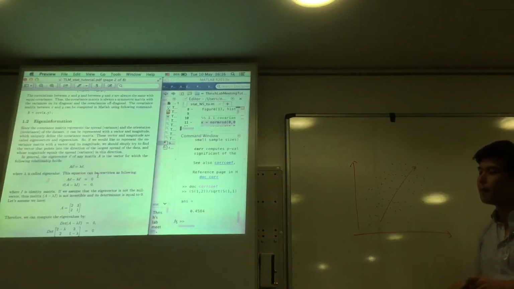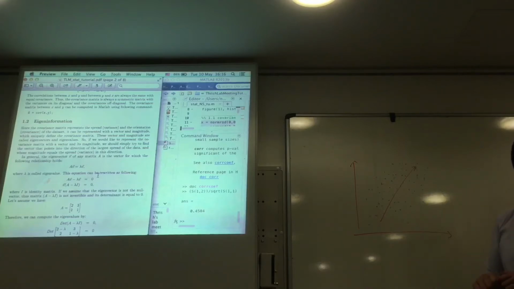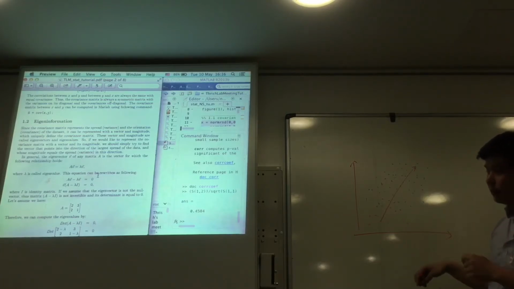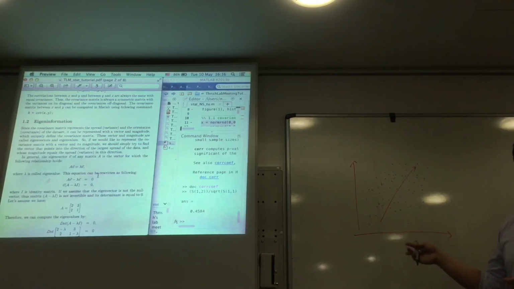In a general matrix, there are two eigenvectors. So just, if you have time to plot it. Yeah, I'll plot it. But this one, I just want to show how to derive eigenvalues and eigenvectors.